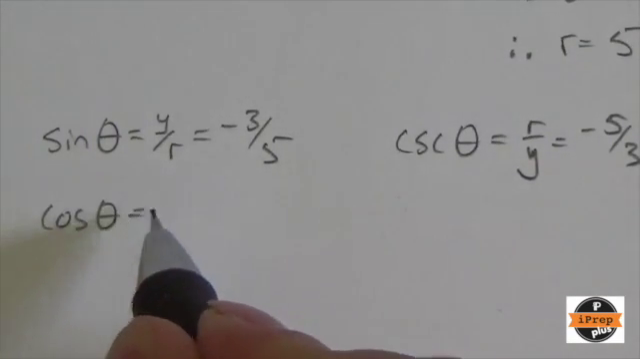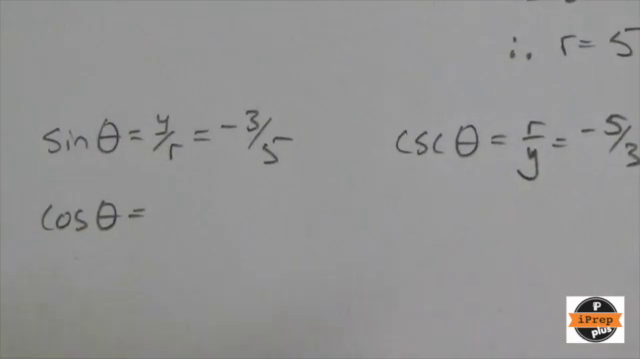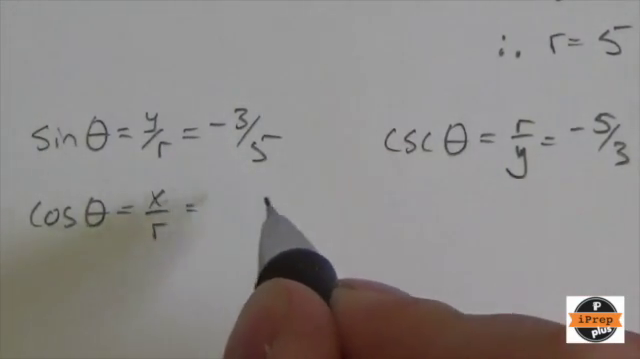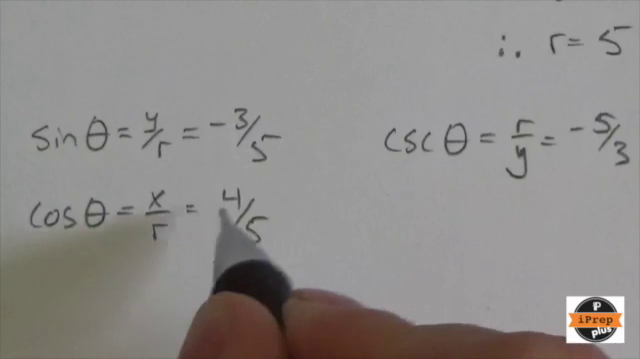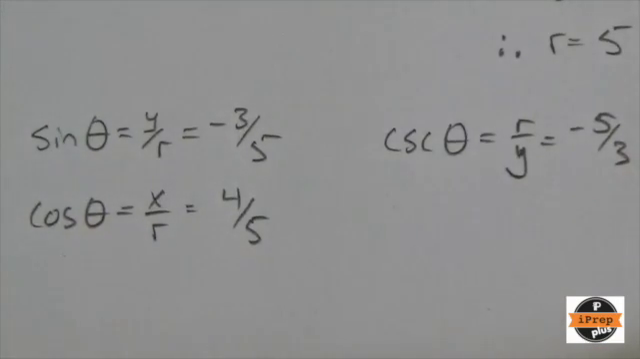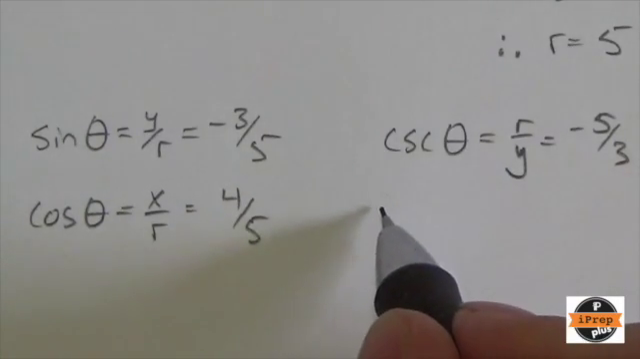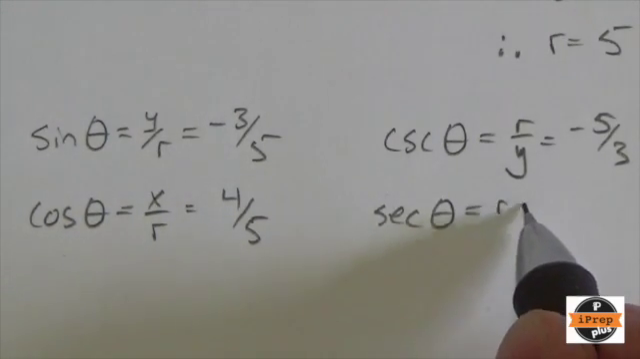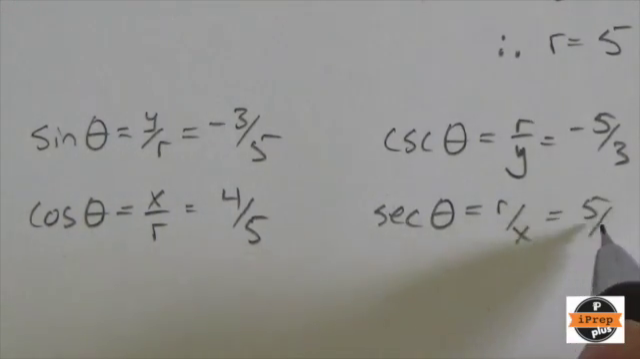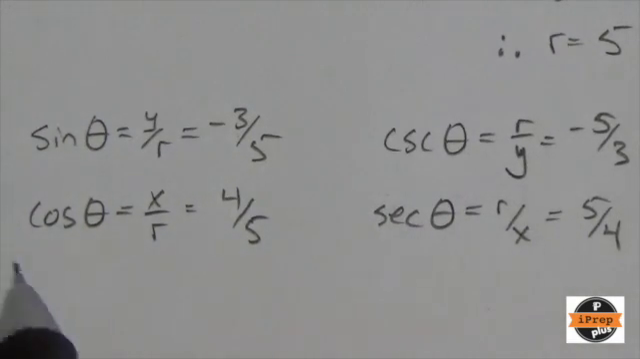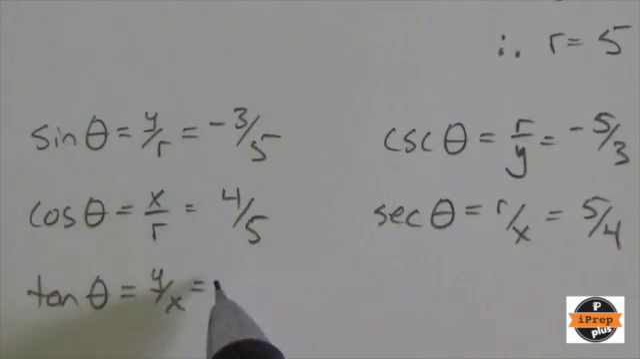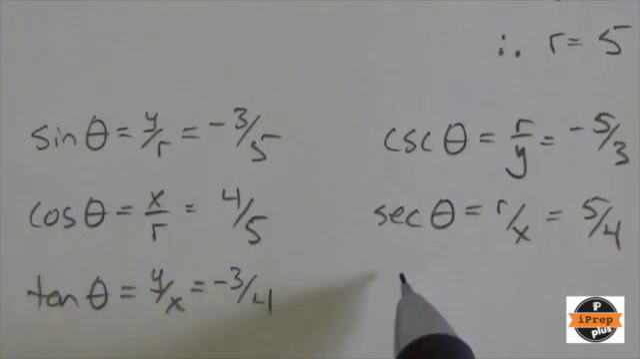Cosine is going to be that x coordinate, the x value, so that's going to be x over r, and in this case that will be 4/5. Notice that it's positive, and we expected that because it's in the 4th quadrant. And then the secant of theta is going to be r over x, so 5/4. And then finally the tangent of theta is going to be y over x, so in this case -3/4.